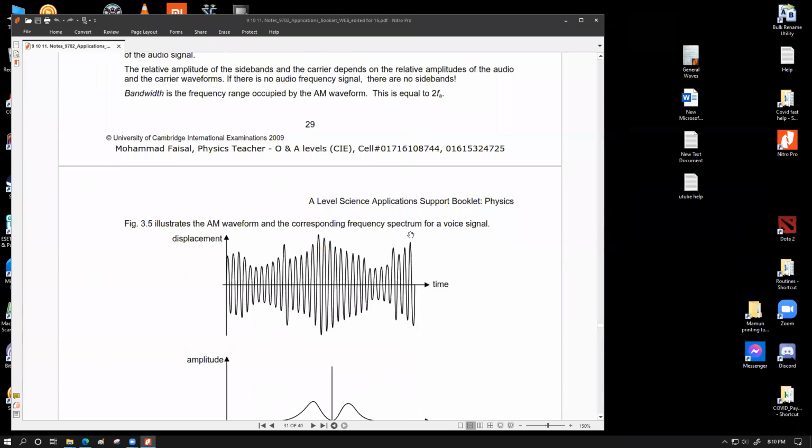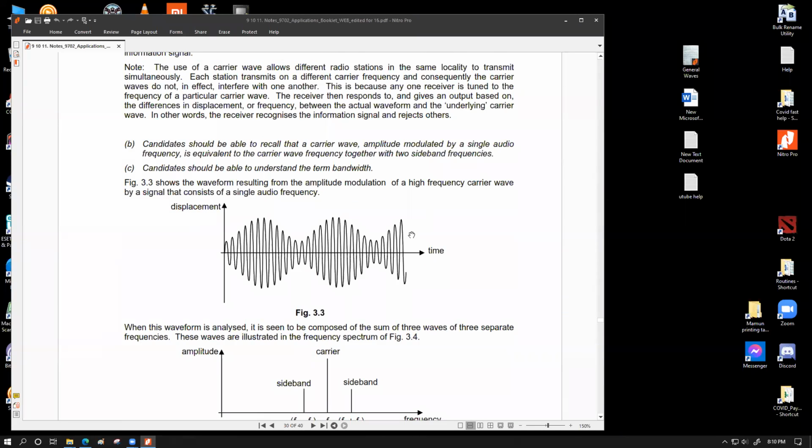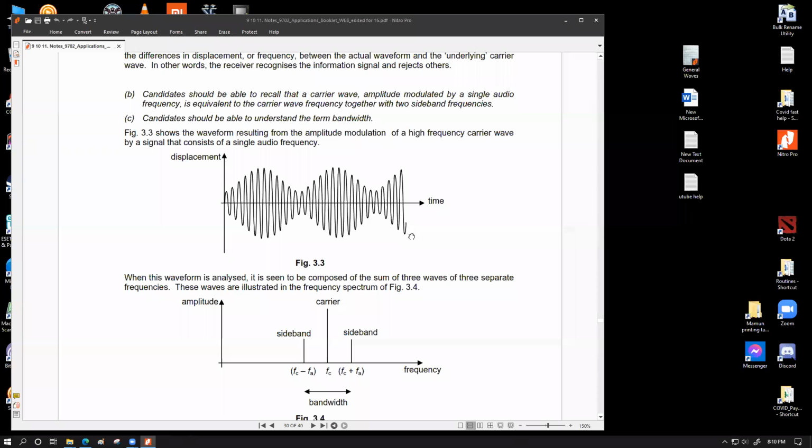Now, here we see some additional things. This is a pretty interesting part. Here it says, you should be able to recall that the carrier wave amplitude modulated by a single audio frequency is equivalent to the carrier wave frequency together with two sideband frequencies. Important part. You should be able to understand the term bandwidth.